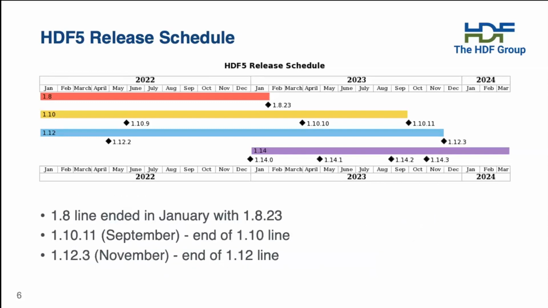So the 1.8 line ended in January with 1.8.23, and the 1.10 line is going to end soon, at the end of September, with 1.10.11. And then 1.12.3, I was hoping to get rid of that earlier in the year, but that's going to be in November. And that does end all those lines. So the only release of HDF5 that will remain is 1.14.